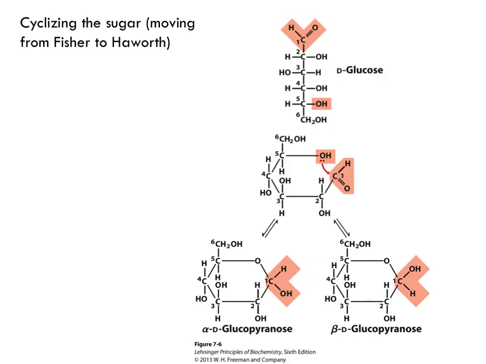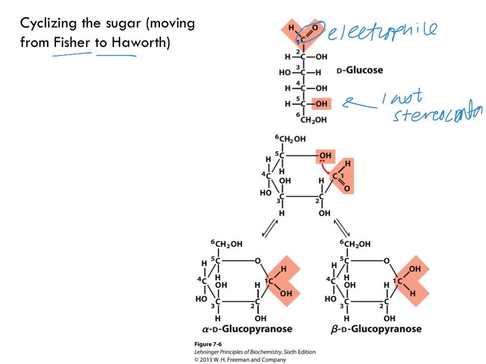Okay, so how do you go from a Fischer to the Haworth? So wherever the carbonyl carbon is, that's going to be your electrophile. And the OH that is, I'll call it the last stereocenter OH, is the nucleophile.